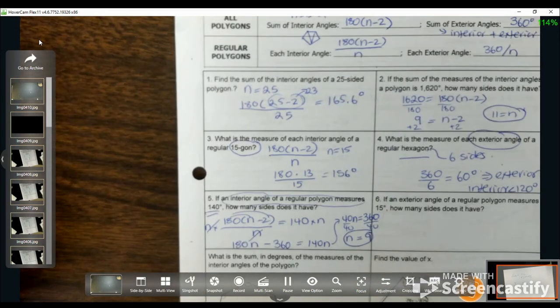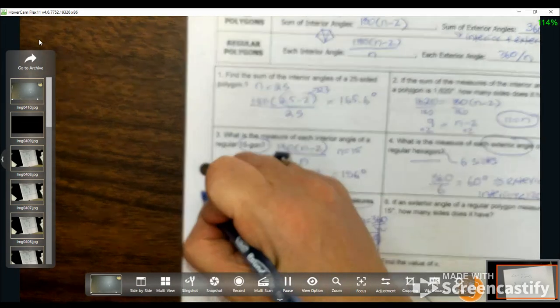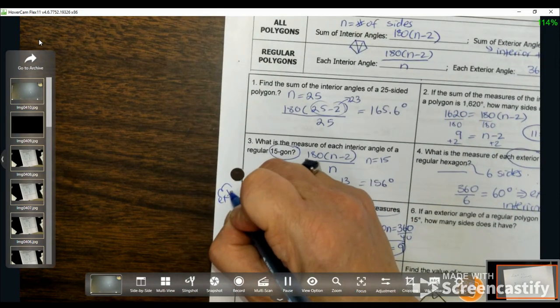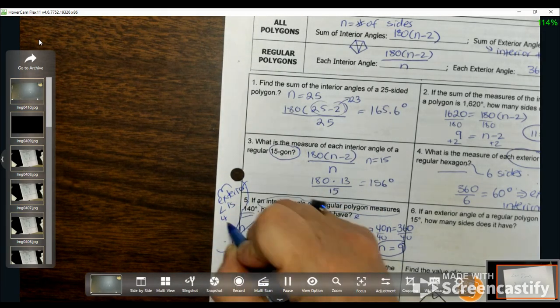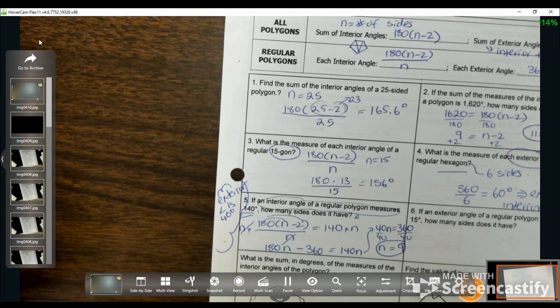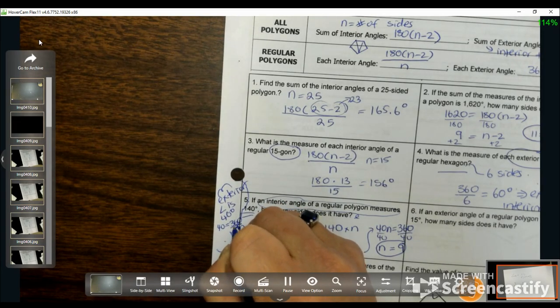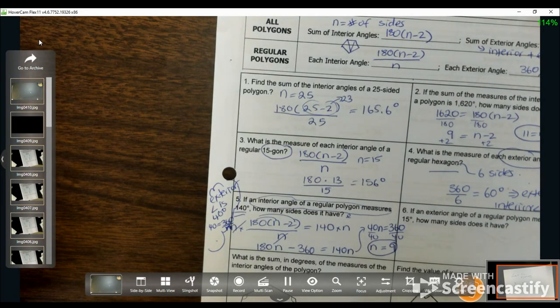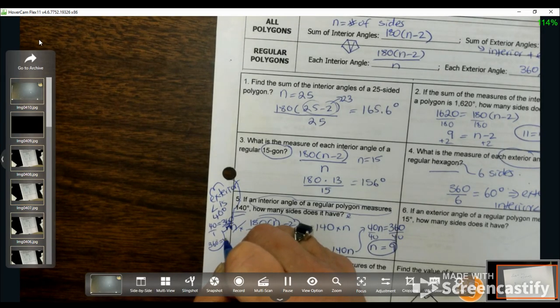An easier way to do this, just a side bubble: if the interior angle is 140, you could also say the exterior angle is 40, and now you could go 40 is equal to 360 over n. I find that method a little bit easier, but you will get the same answer. Okay. When you cross multiply, I get 360 is equal to 40n.